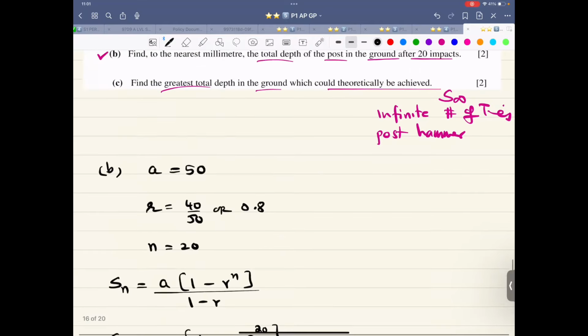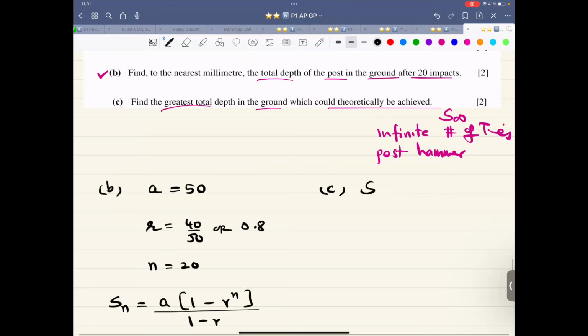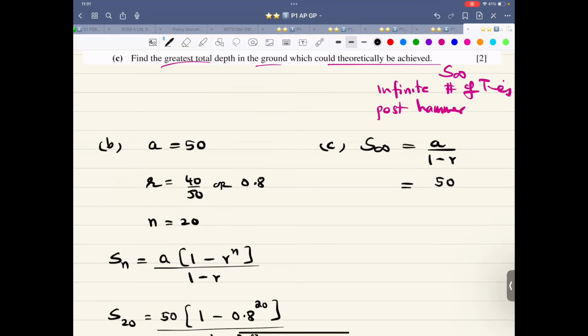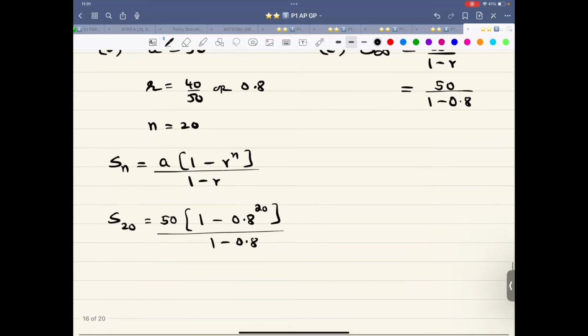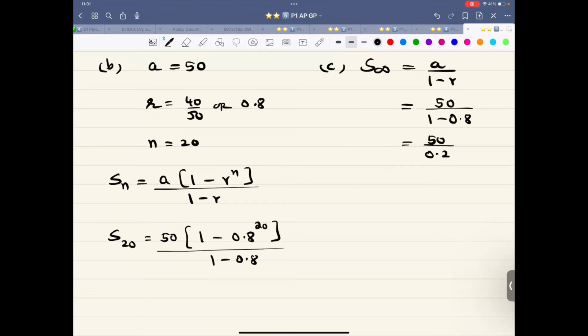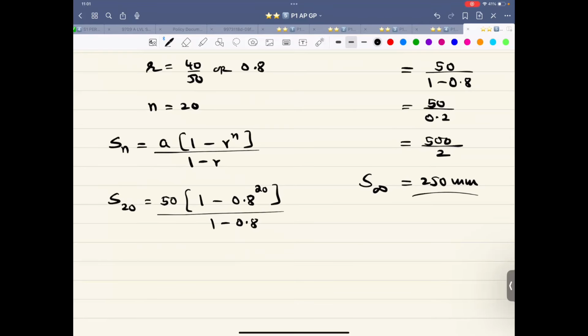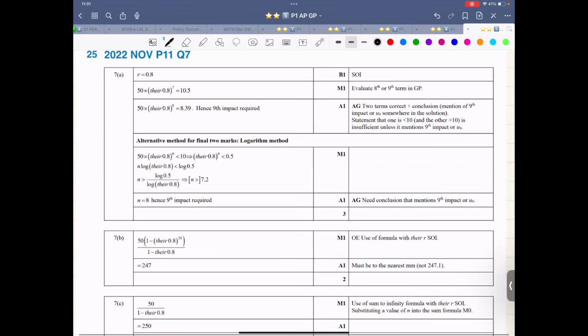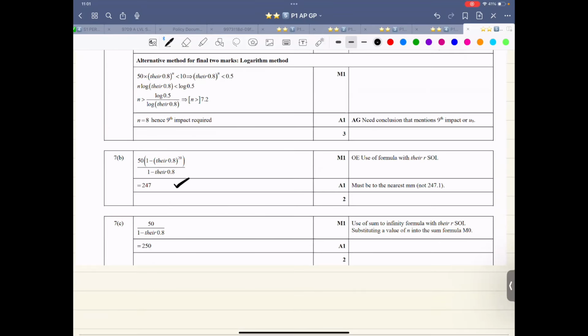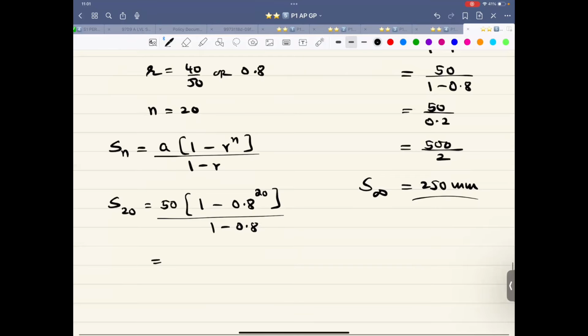We will soon check the answer. Part C, greatest total depth, that is the sum to infinity, a over 1 minus r. Theoretically, that is 50 over 1 minus 0.8, that is 50 over 0.2, that is 500 over 2. Removing the decimals, that comes out to be 250 millimeters. That is the theoretical value, so this I haven't calculated, this is very obvious. Let's double check. So that is 247, which must be given to 3 significant figures, and this 250 is exact.